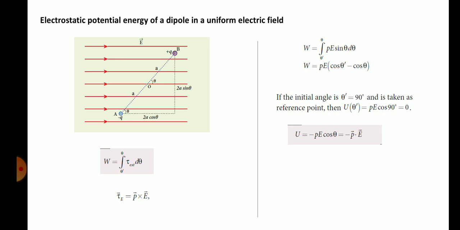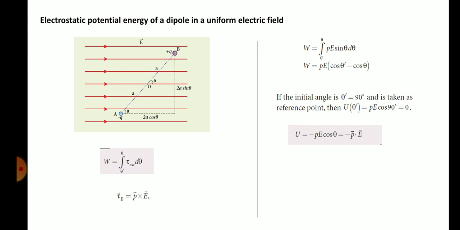As usual, the formula for work is force into distance, but in this case the distance will be angular displacement, that is d theta, denoted as angular displacement, into the turning force, here the force is the turning force, which is given as tau.